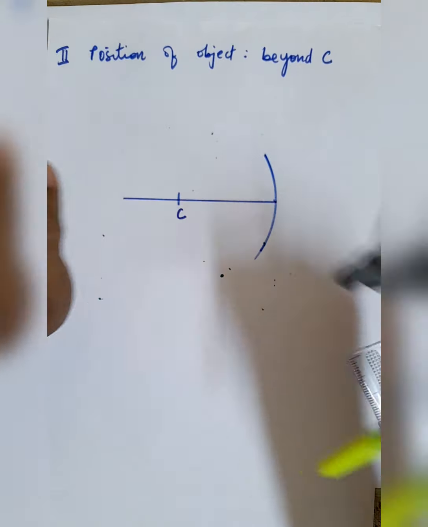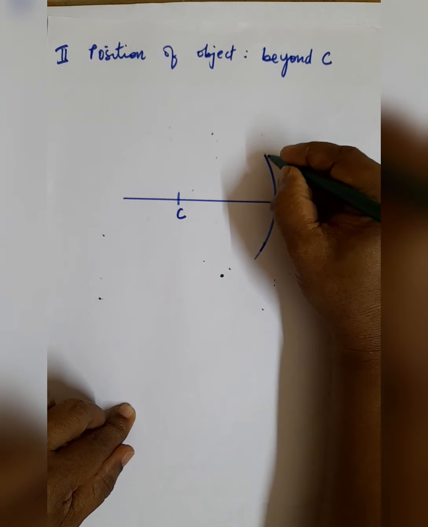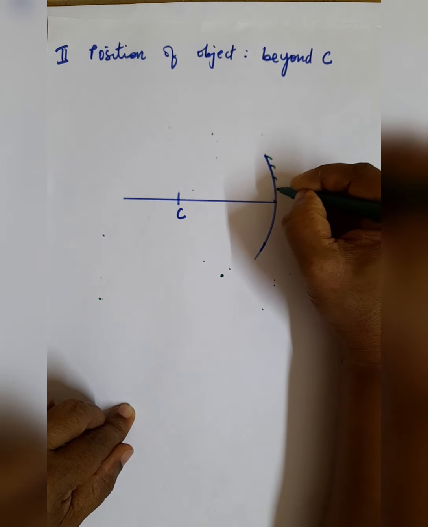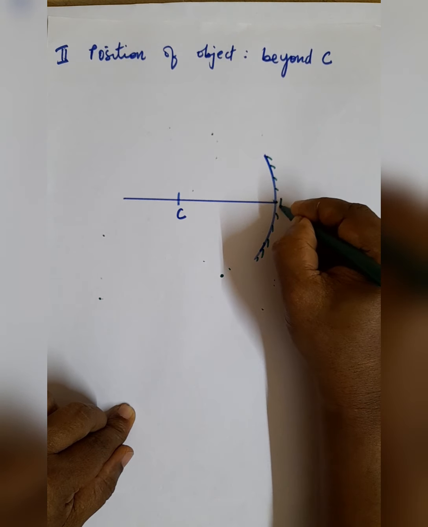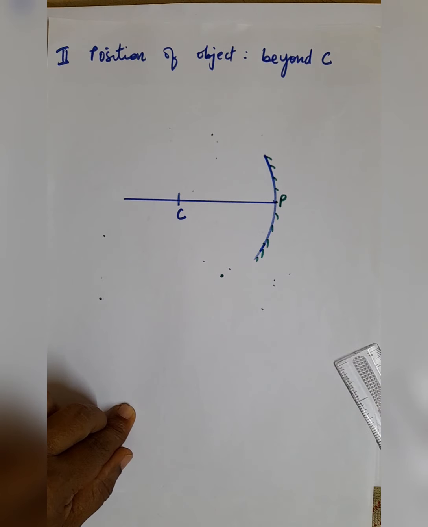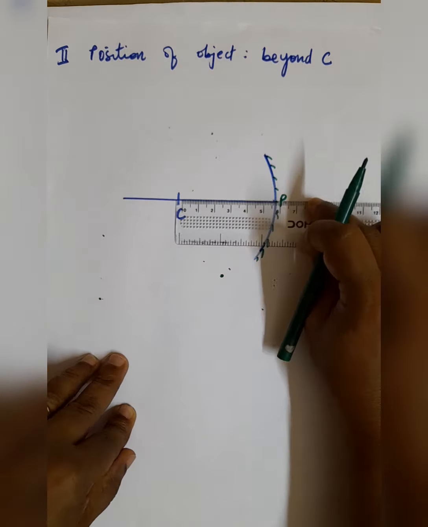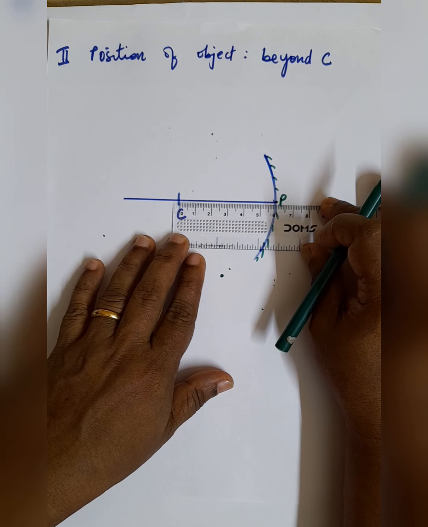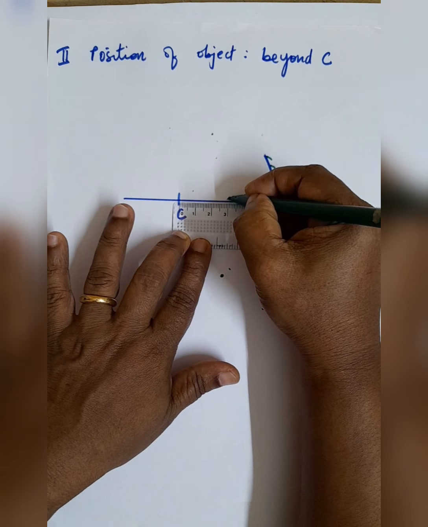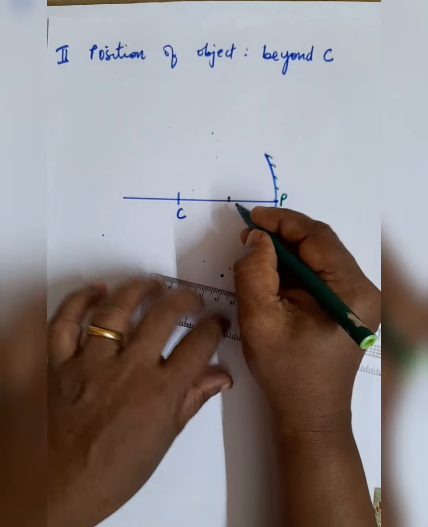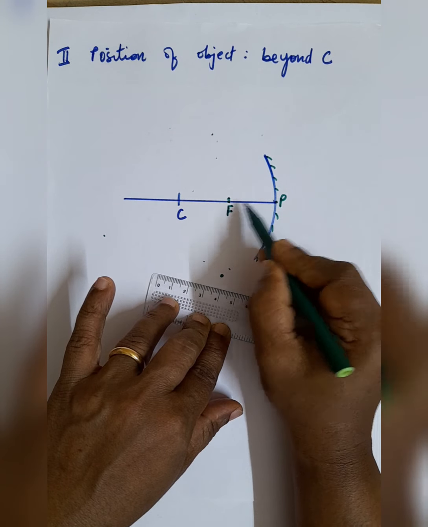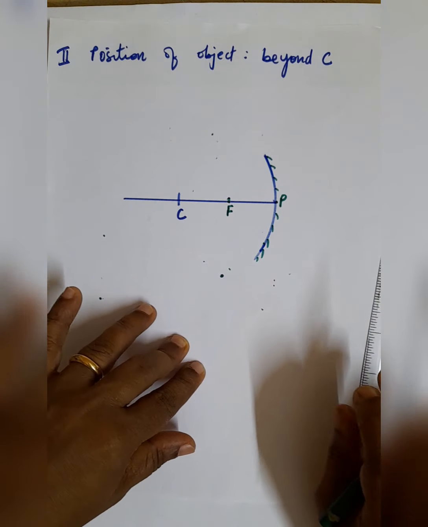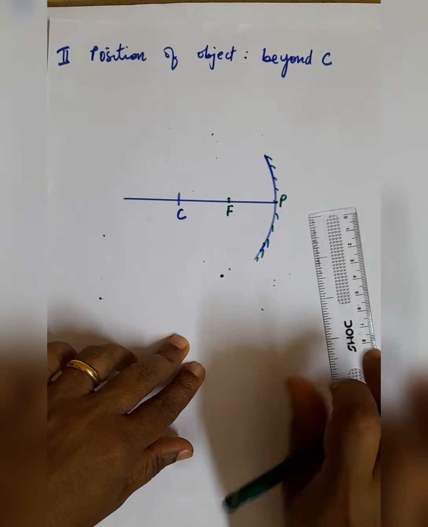Let's draw it once. The inner side is reflecting, therefore I shade the outer side. This is the pole of the mirror. Now we'll draw the focus. The radius is 6 and therefore the focus is half of it, the focal length. This is the principal focus and this is the focal length PF. Now I have to place the object.